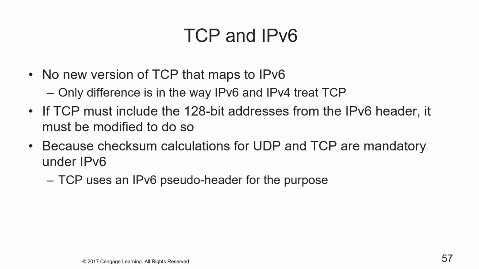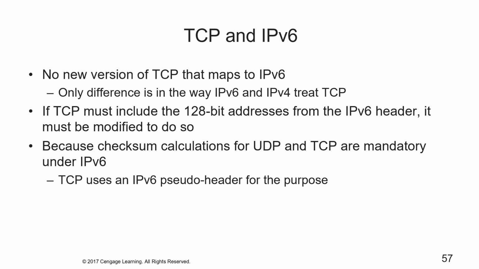So TCP, when we talk about IPv6, remains pretty much unchanged as a transport protocol. The only difference is the way that IPv6 and IPv4 treat TCP, and this is what results in changed behavior for this upper layer protocol and other upper layer protocols. So just like UDP, TCP has to include the 128-bit address from the IPv6 header. So it has to be modified to do so.